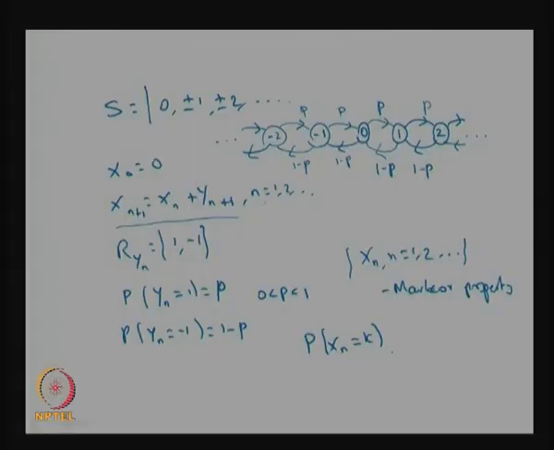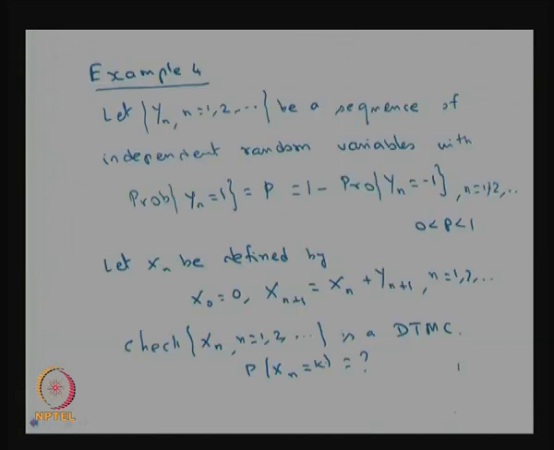There is a small mistake: the running index for x n plus 1 equal to x n plus y n plus 1 is starting from 0, 1, 2, and similarly in the previous slide, x n plus 1 is equal to x n plus y n plus 1, and n is running from 0, 1, 2, and so on.